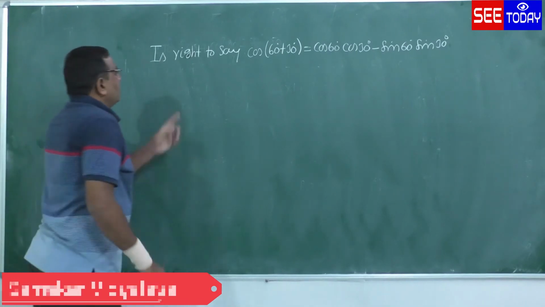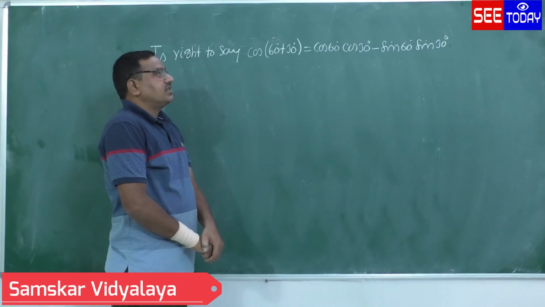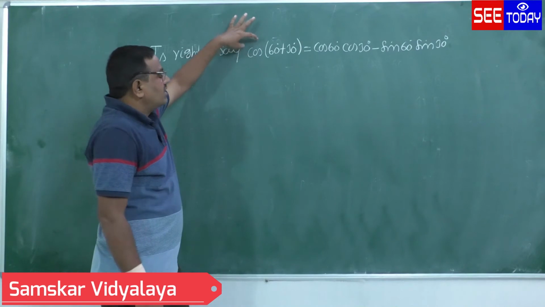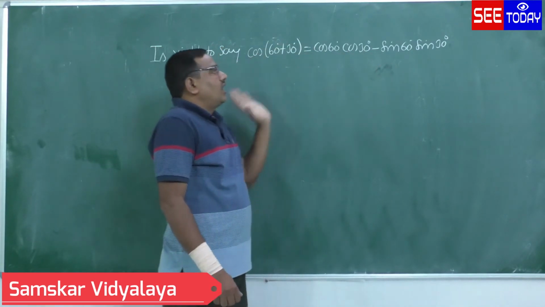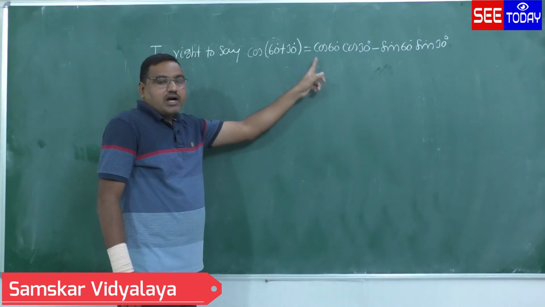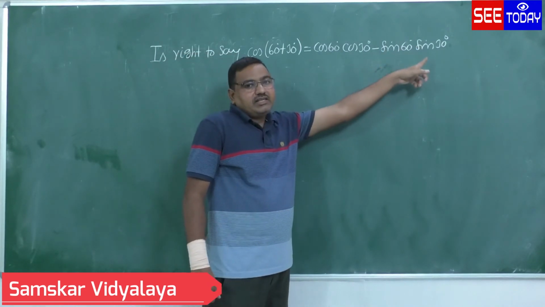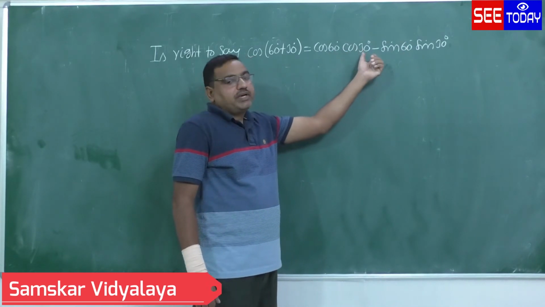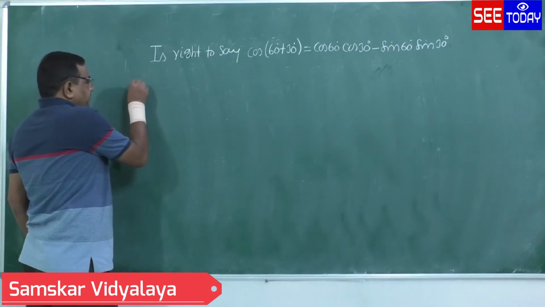See now, is it right to say cos of 60 plus 30 is equal to cos 60 cos 30 minus sin 60 sin 30. Let us think that this is totally LHS, this is RHS. Otherwise, which formula is this? Cos of A plus B. Cos of A plus B is equal to cos A cos B minus sin A sin B. By this we can conclude that A is equal to 60 degrees, B is equal to 30 degrees. Let it be. Now, solution.